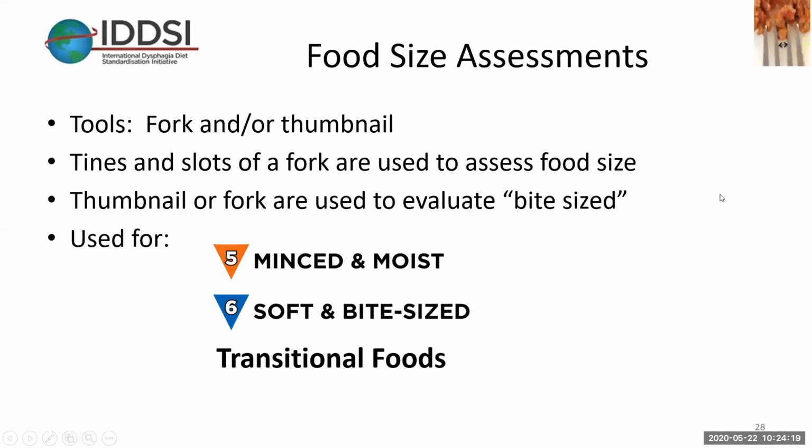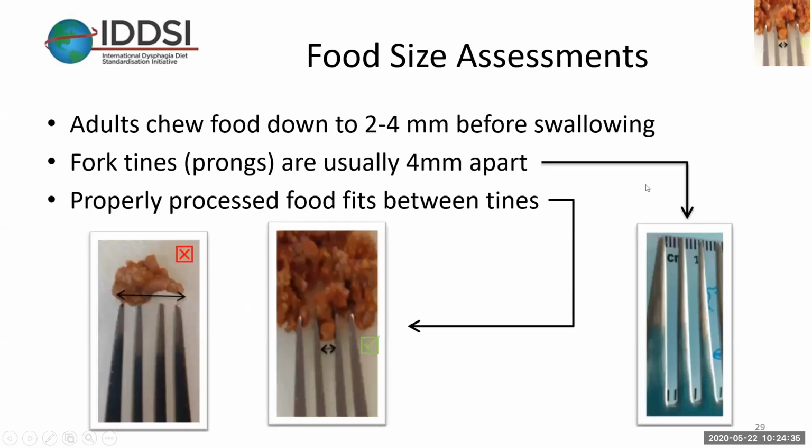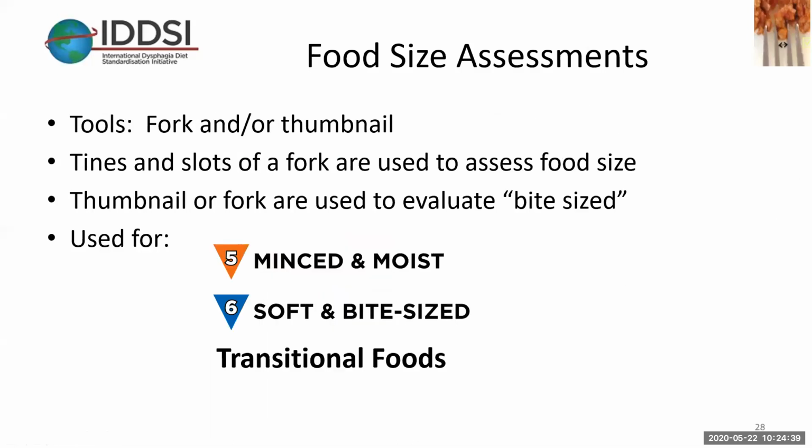So now we're going to talk about how to assess the size of food pieces. IDDSI does these assessments with the fork and/or an adult thumbnail. The tines and slots of the fork are used for smaller pieces of food. The thumbnail or whole fork is used to evaluate bite-sized pieces. And we use that with levels 5, 6, and we use it to ensure we get the right sample size for transitional foods.